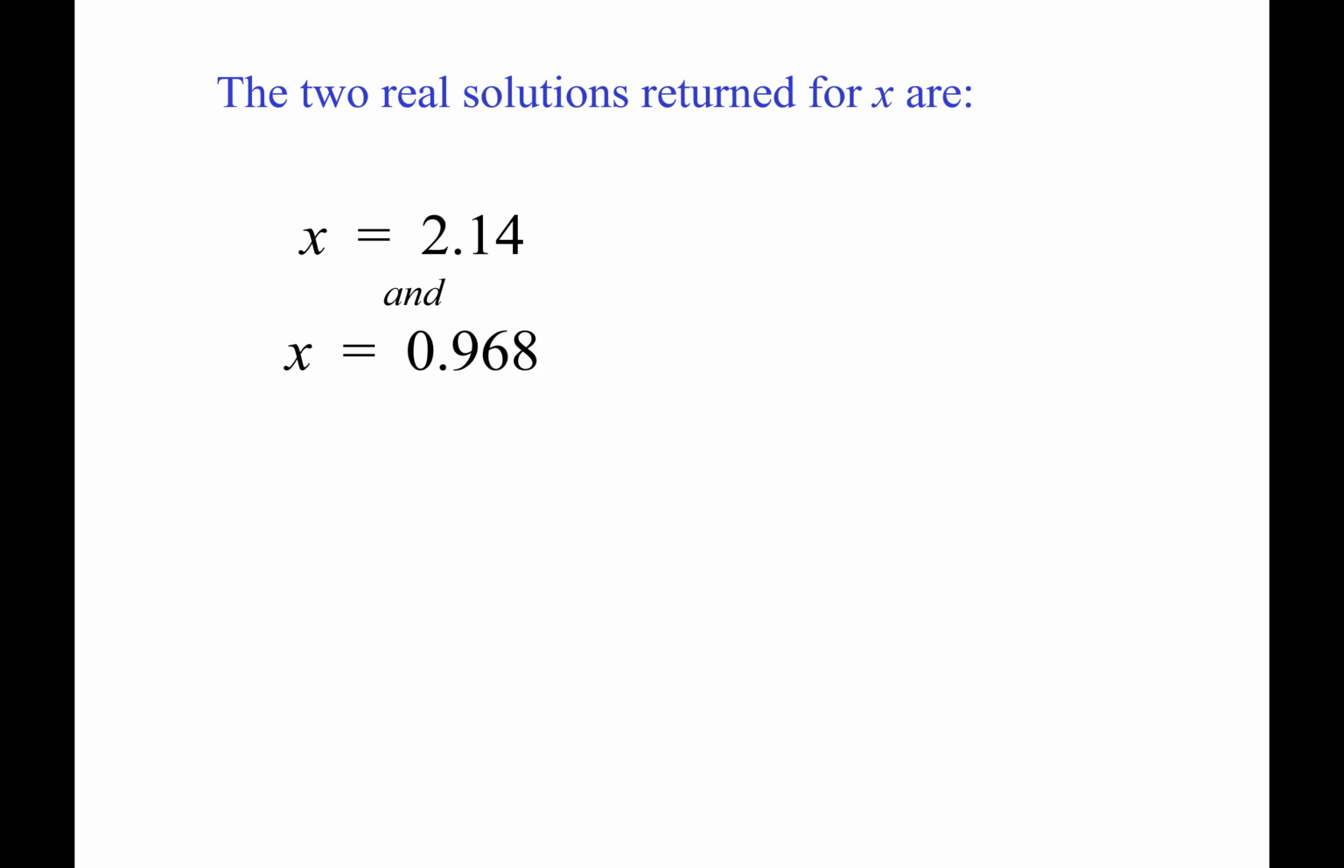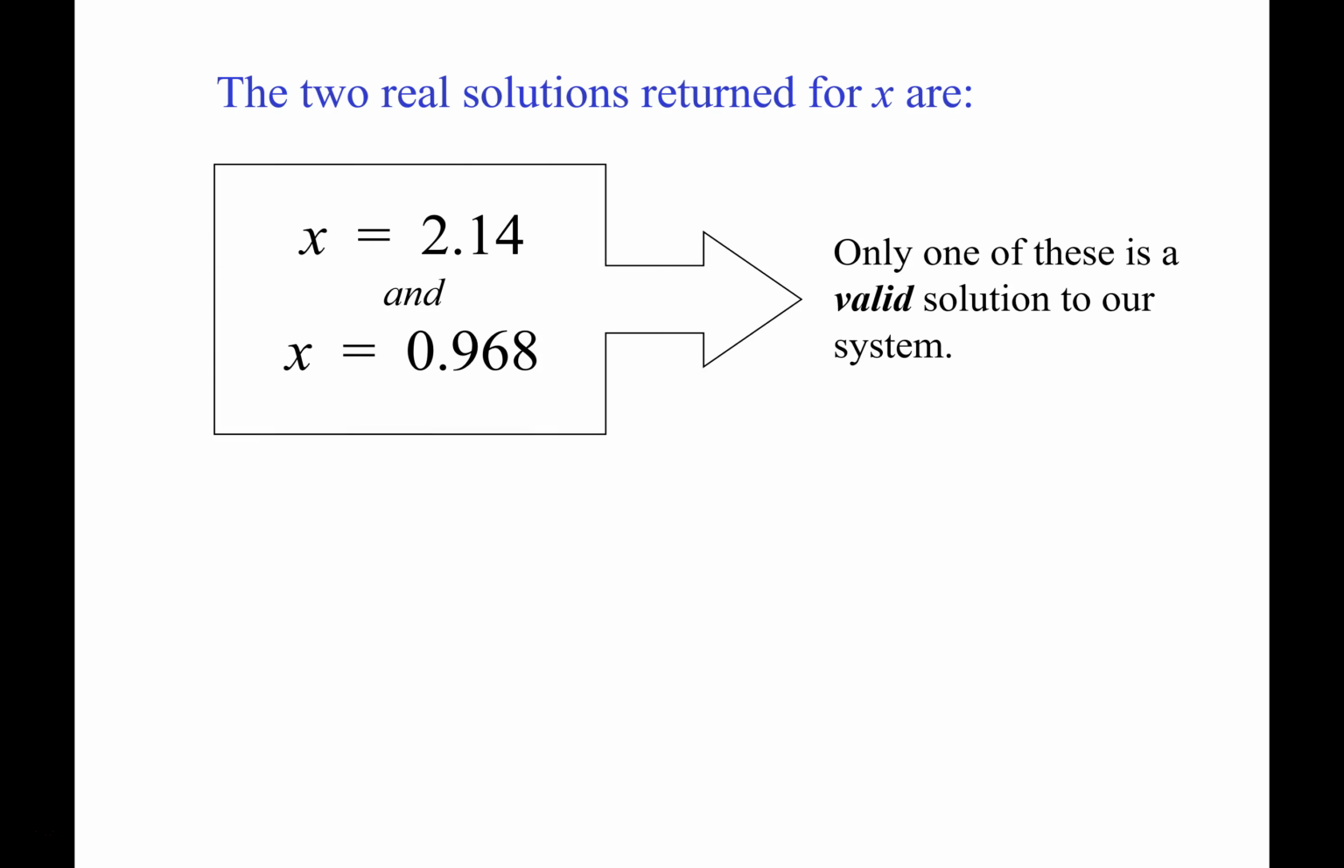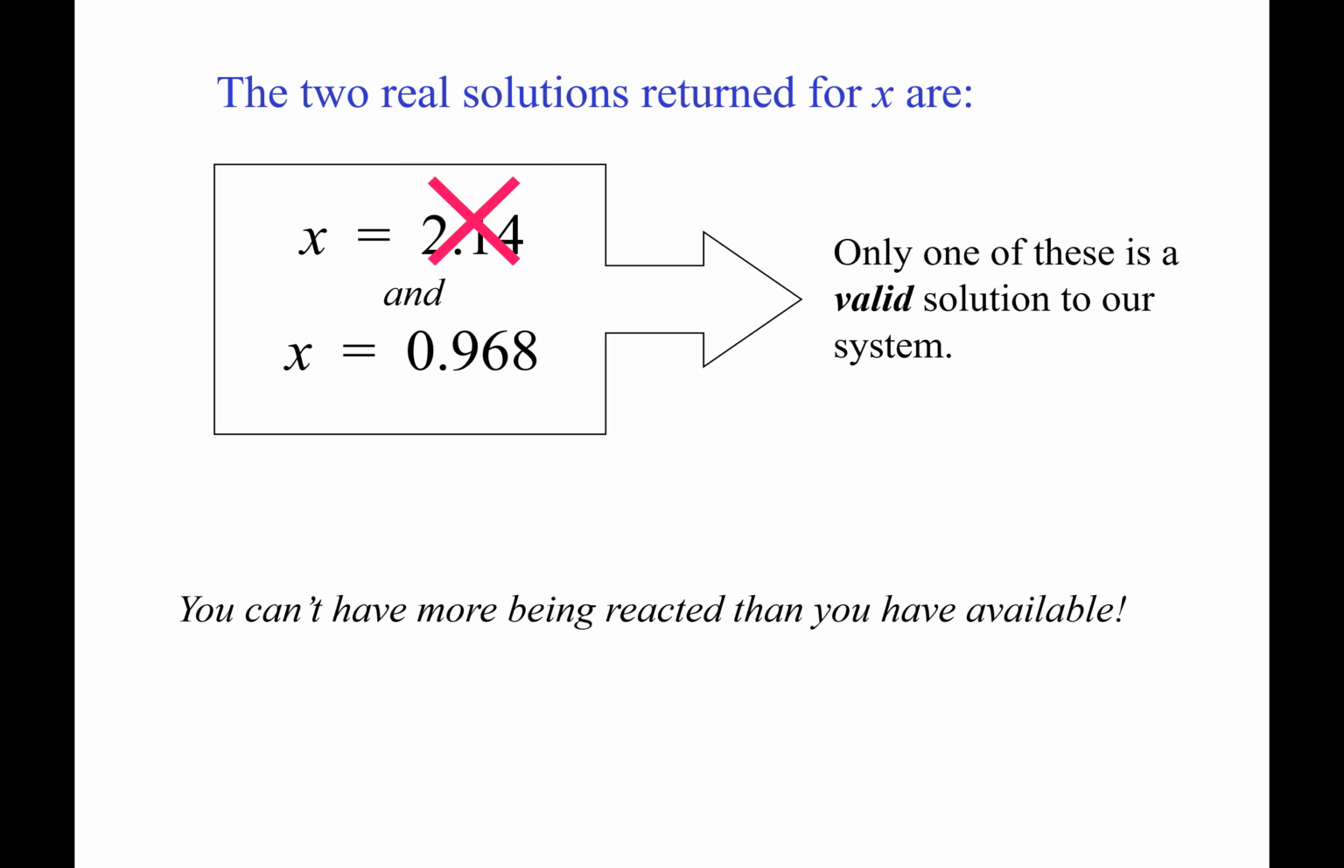If you look back at your ice table, which one of these does not make sense? The 2.14 does not make sense, because we only started out with 1.00 and 2.00, so neither one of those will work. But our other one will. And we're almost done.